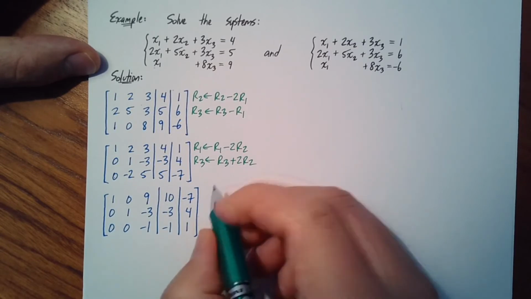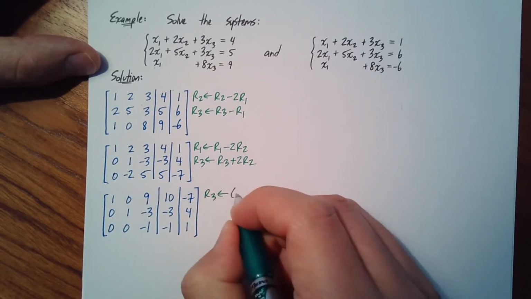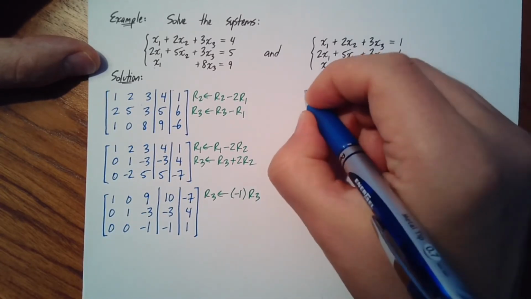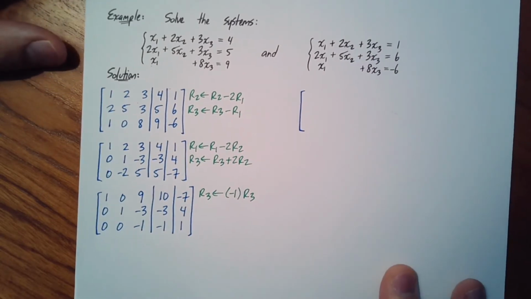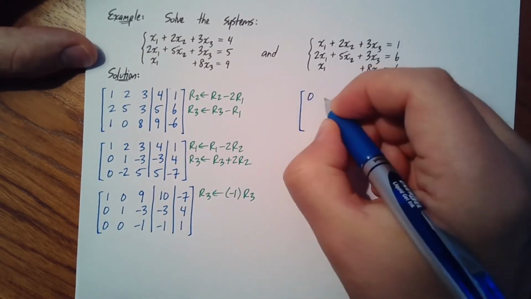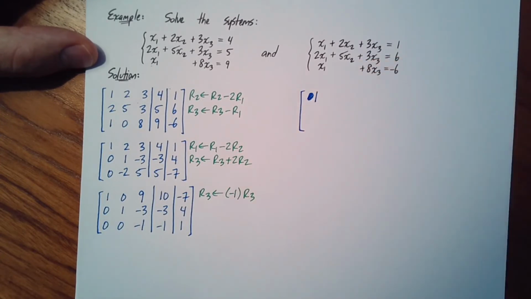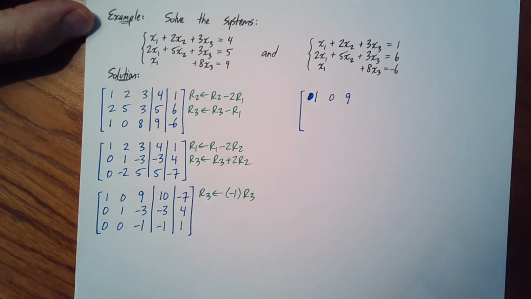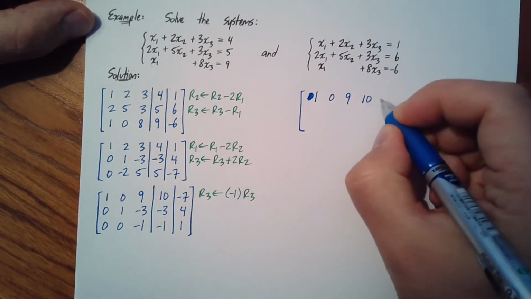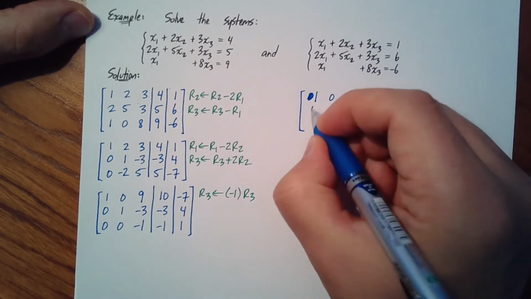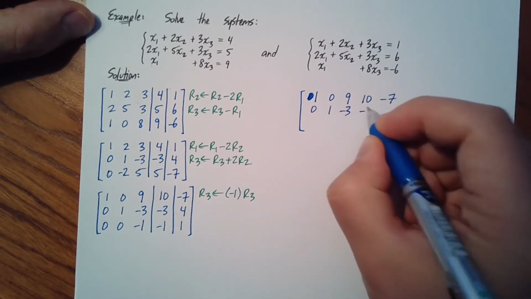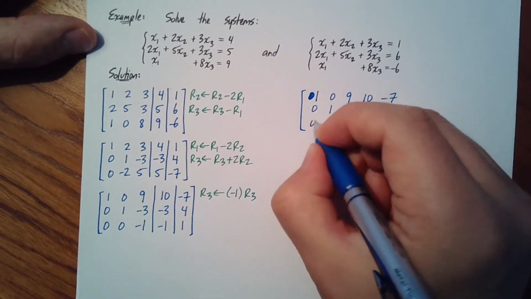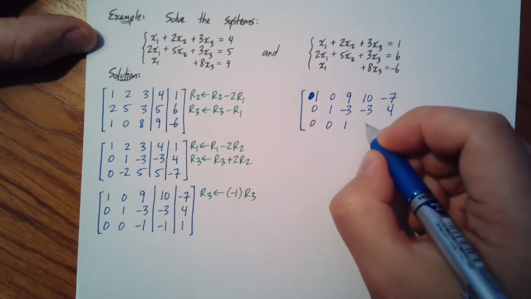So we're going to take row 3 and replace it with negative 1, row 3. Okay, and I'll do the next step up here because I'm running out of space. But that's okay, we're almost done. So the first 2 rows won't change. Oops, that should have been a, oh my goodness. That started off good. Everything was good up till that point. So that's going to be a 1, 0, and a 9, 10, negative 7. So I'm just copying the first 2 rows, 0, 1, negative 3, and 4. And then our third row, the sign of every entry is going to change, right? So we'll have 0, 0, positive 1, and negative 1.